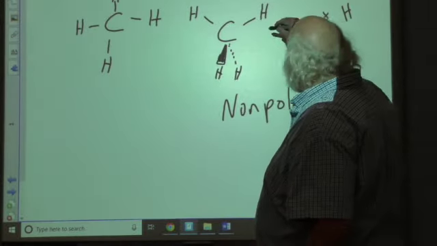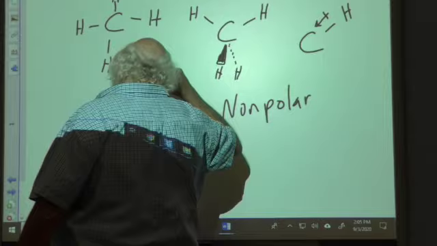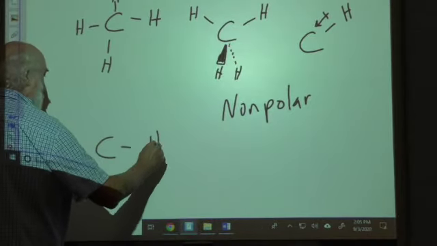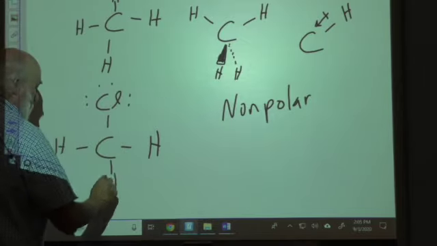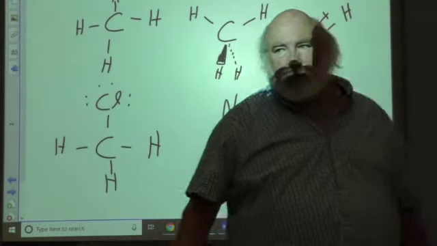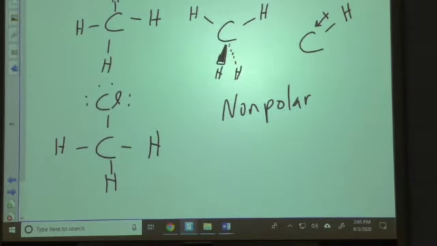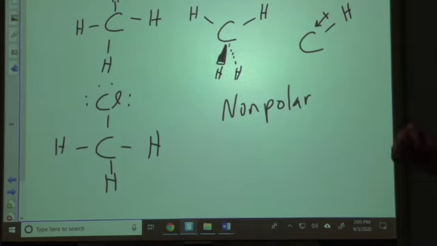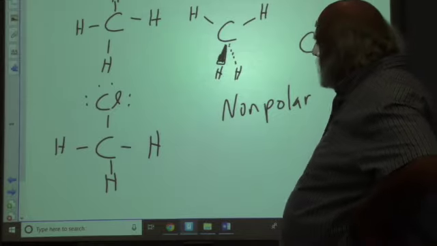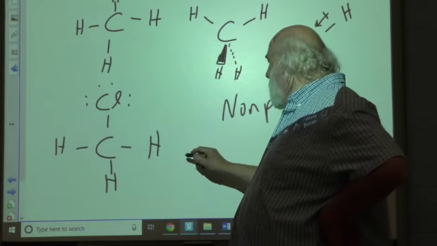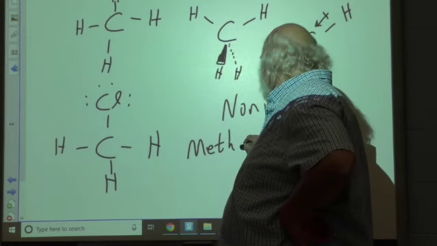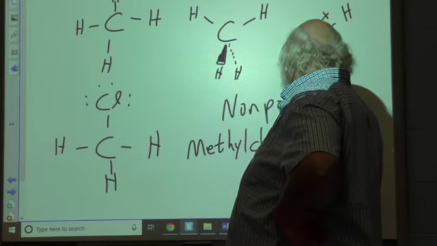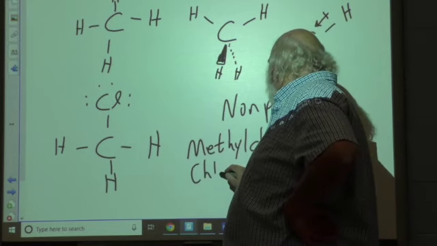If I were to replace one of these hydrogens with a chlorine, we'd get a substance that they use to make decaffeinated coffee with. It's not really good for you, but there's still a little bit of it in that decaf coffee, so it gives you a little extra kick of cancer. But this is called, one name is methyl chloride. It's also called chloromethane.